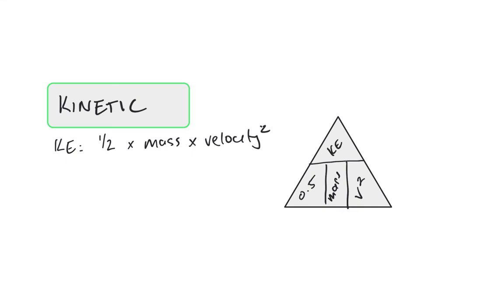Anything multiplied together, guys, will always go at the bottom of our triangle. Now, because you are given the equation, one of my assumptions is that perhaps we might be asked more about the units of these different quantities, and so let's quickly go through that. Kinetic energy is measured in joules, mass in kilograms, and velocity in meters per second.